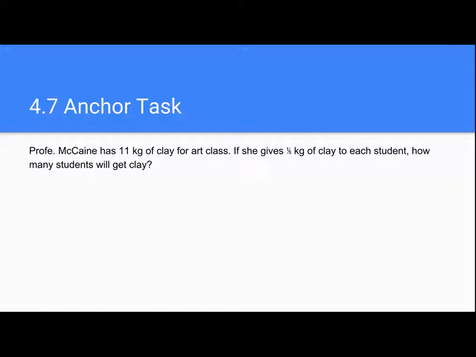Let's look at this new problem. Prof. McCain has 11 kilograms of clay for art class. If she gives 1/5 of a kilogram of clay to each student, how many students will get clay? All right, well, here's how I would represent this problem.